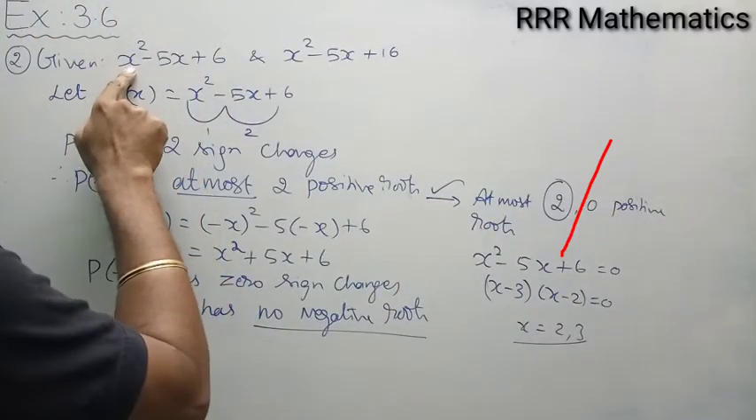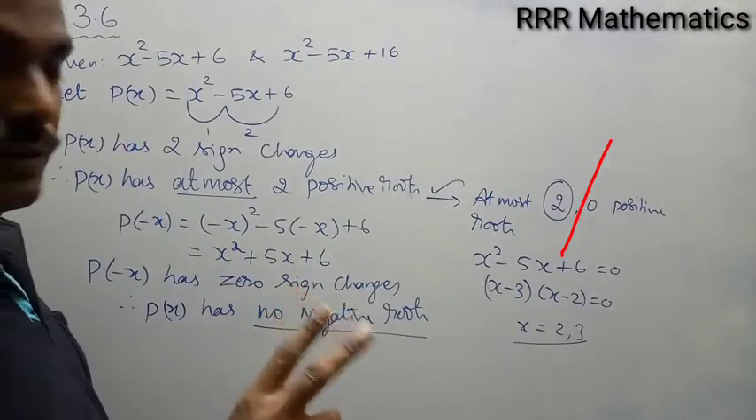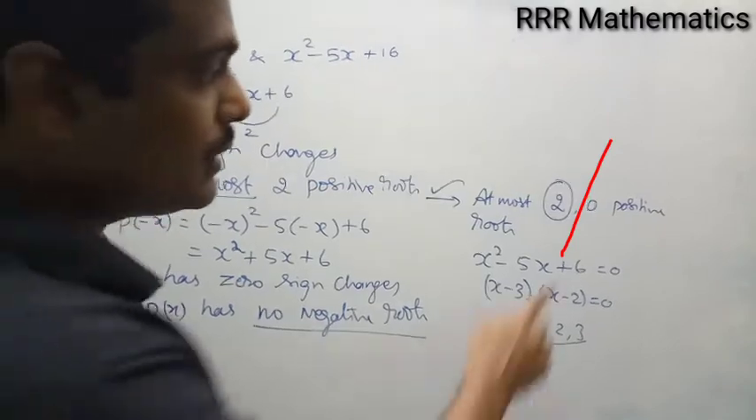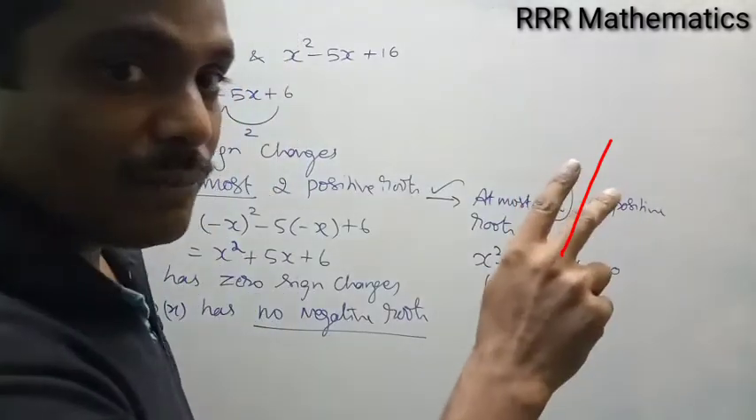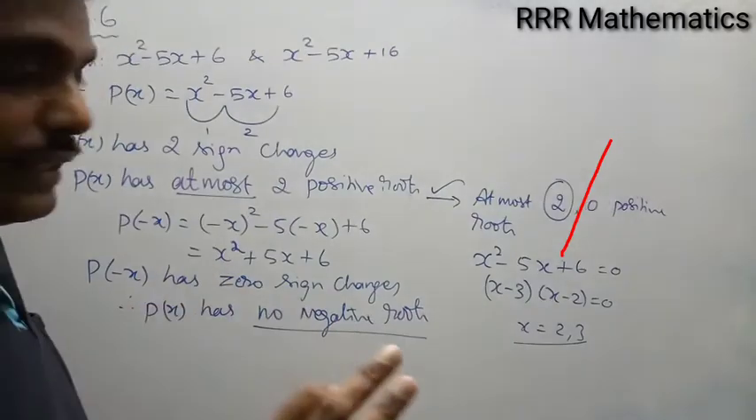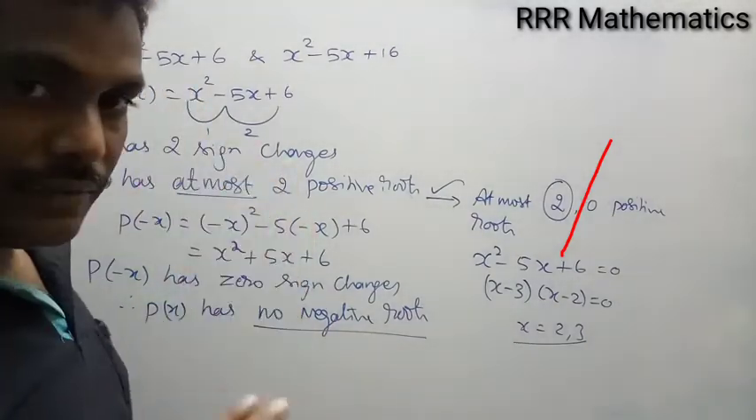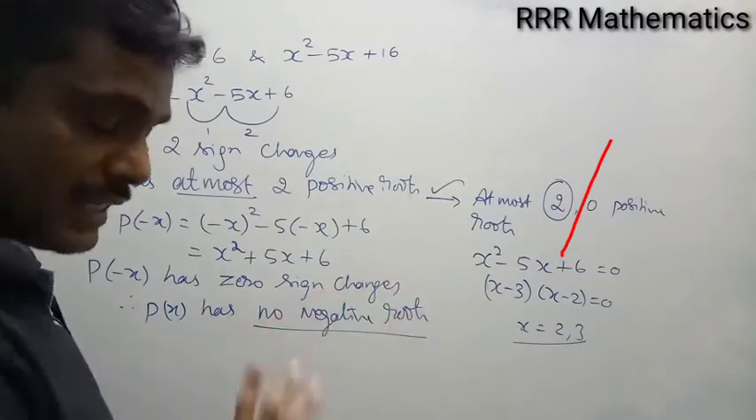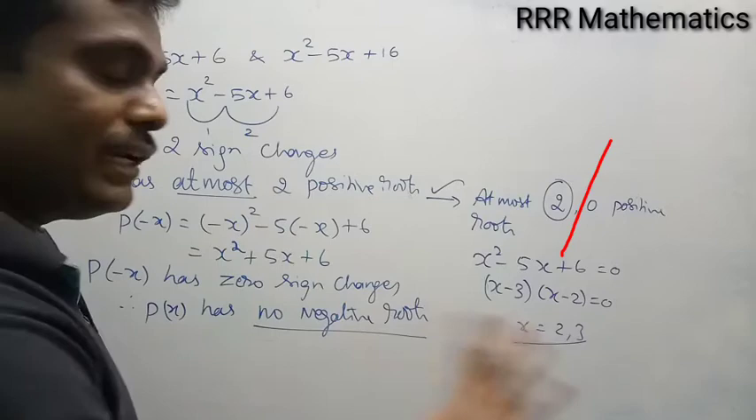Of course, in this case the degree is 2, so it has 2 solutions only. Those 2 solutions may be 2 positive roots, or 0 positive roots, which would mean 2 imaginary roots, because already we declared no negative roots. Clear? In this case it is a quadratic, it has only two factors. Definitely p of minus x has no sign changes, so it gives no negative roots.